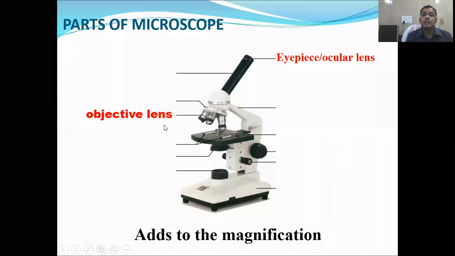And these two lenses are important because if you multiply the magnification power of these two lenses, that will give the magnification power of that particular microscope. So magnification depends on the power of the ocular lens, multiplied with the power of the objective lens, and whatever value we get is known as the magnification power of that microscope.